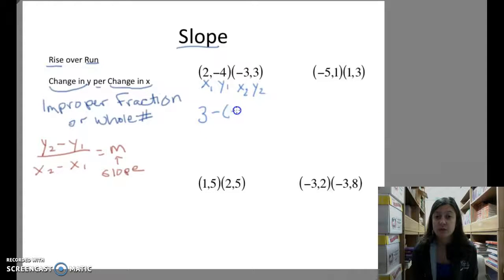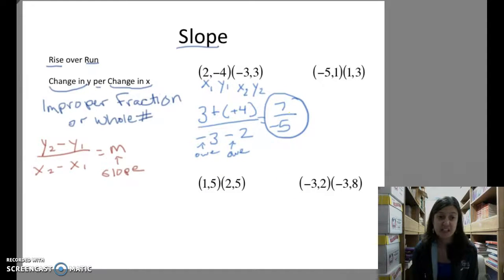So then you could plug it in. y2 minus y1 over x2 minus x1. 3 minus negative 4 is 7. Negative 3 minus 2 is negative 5. And that's your answer, negative 7/5. That's it. It's an improper fraction. It's simplified, but we're not going to split it up.